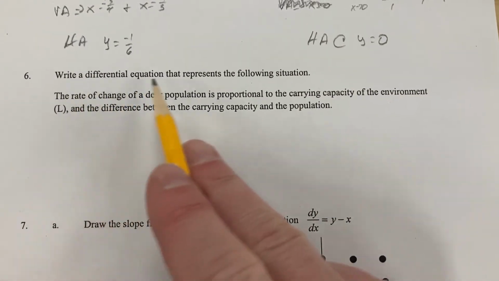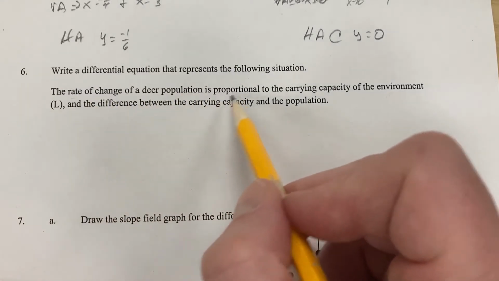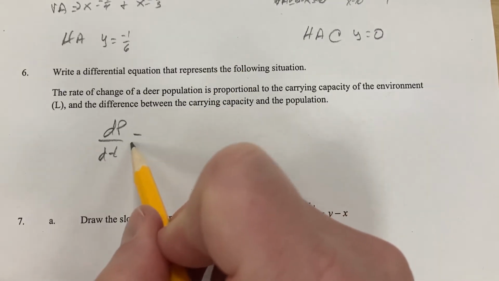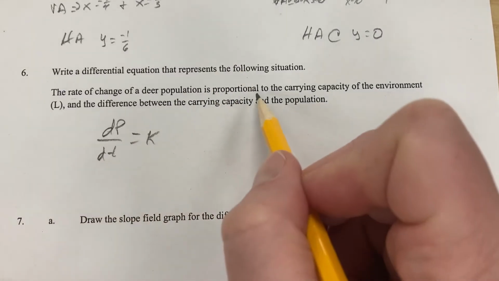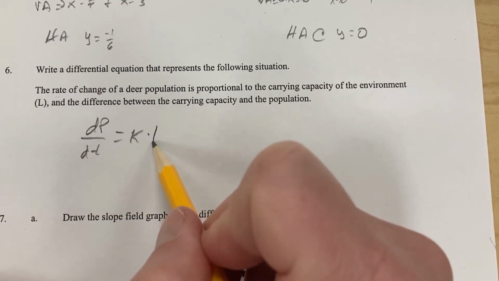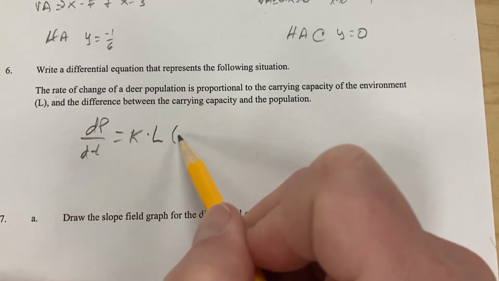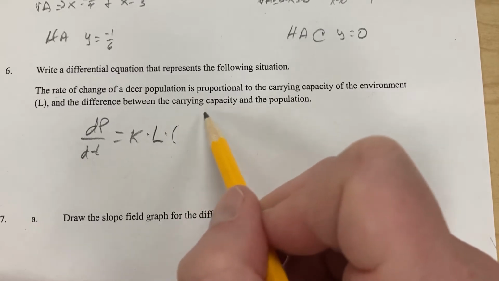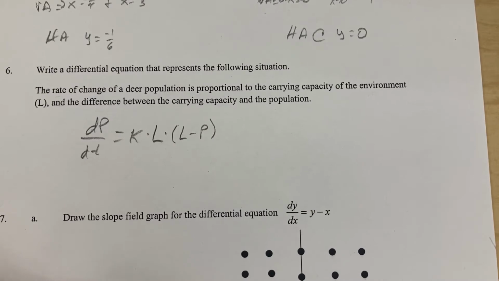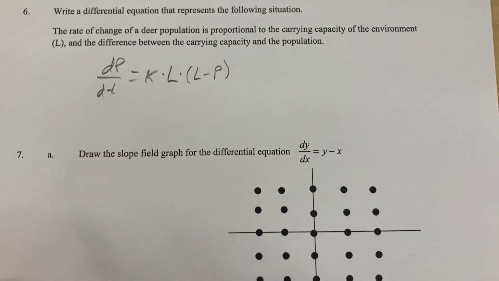All right, number 6, write a differential equation that represents the situation. The rate of change of the deer population, so let's try that first. Rate of change of the population, dp dt, is proportional, so we'll put that k in there, to the carrying capacity of the environment, L. So it's proportional to the actual capacity, L, and the difference between the carrying capacity and the population. Just like that right there. All right? So that's just using that as our guide there.